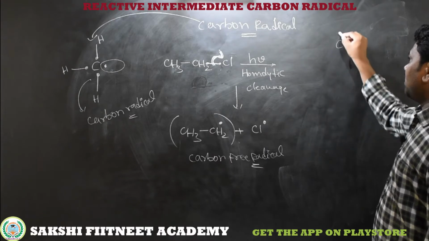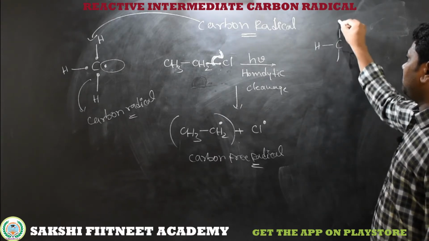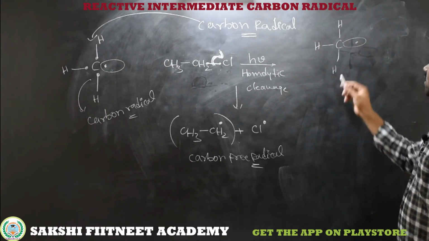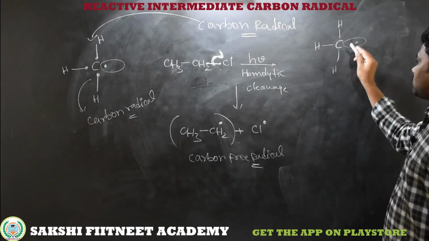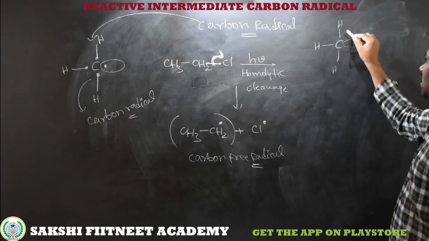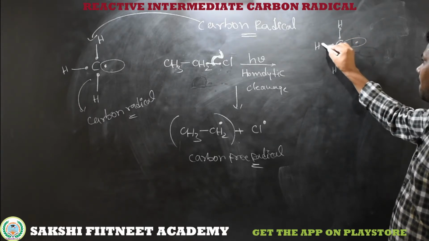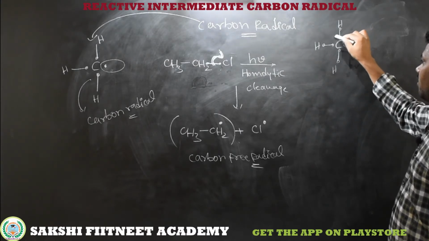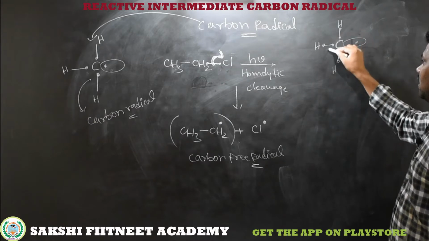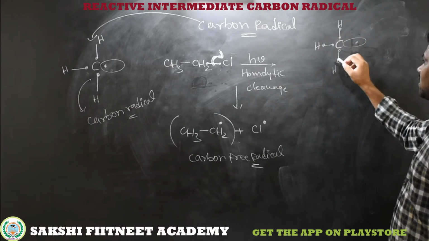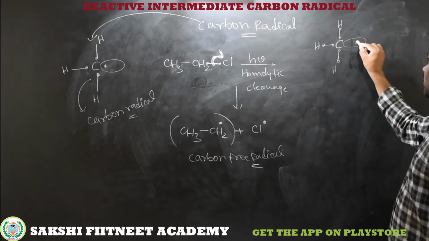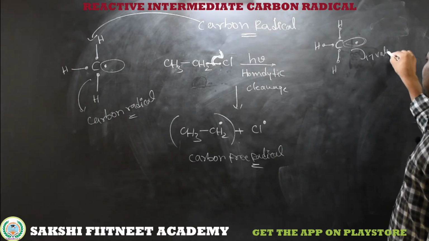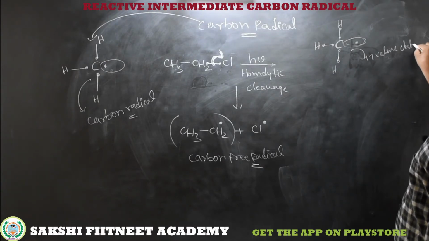Here the carbon has 3 bond pairs, and here we have one unpaired electron. Around this carbon in its valence shell we have a total of 2 electrons: 1 bond pair, 2nd bond pair, 3rd bond pair. That means 6 electrons which exist as 3 bond pairs, and here we have 1 unpaired electron. So total 7 valence electrons.